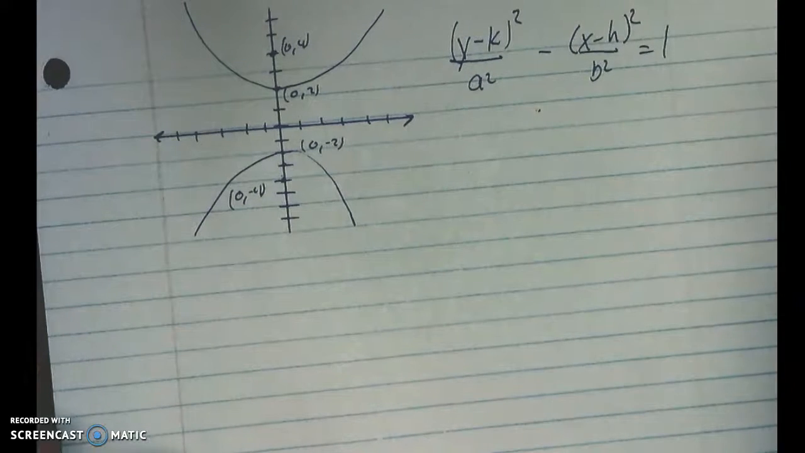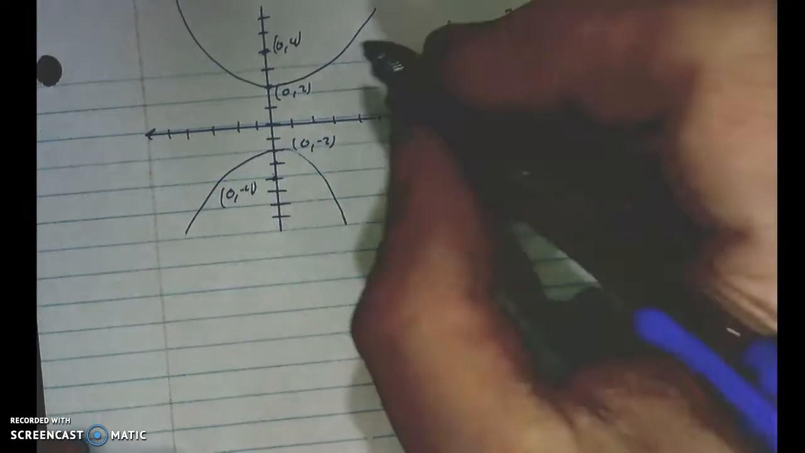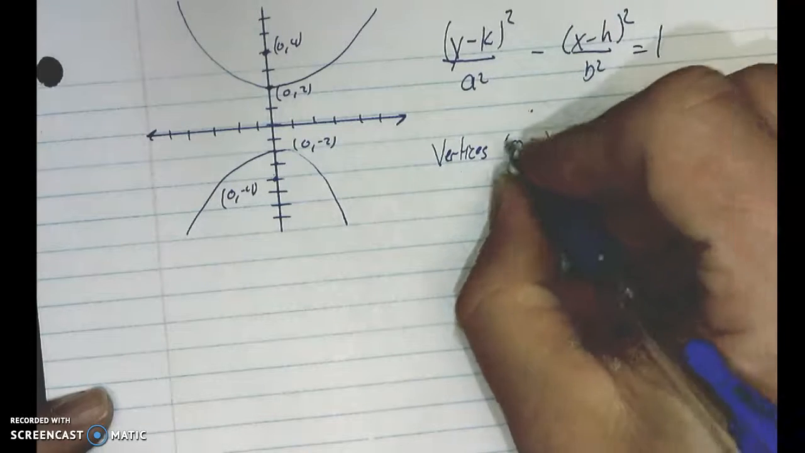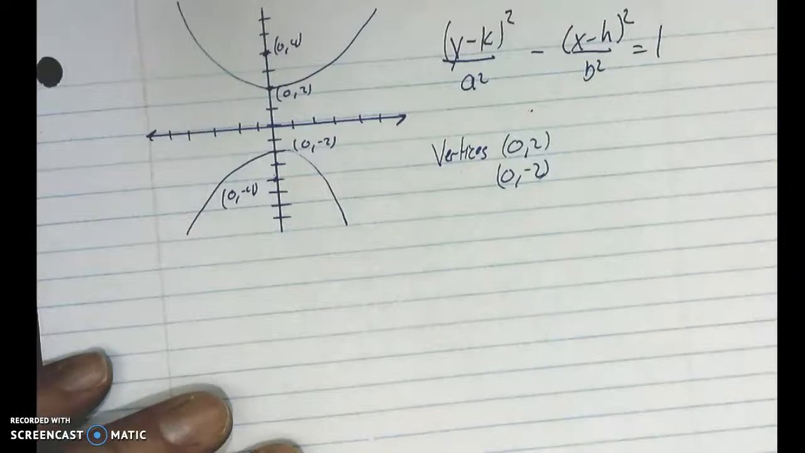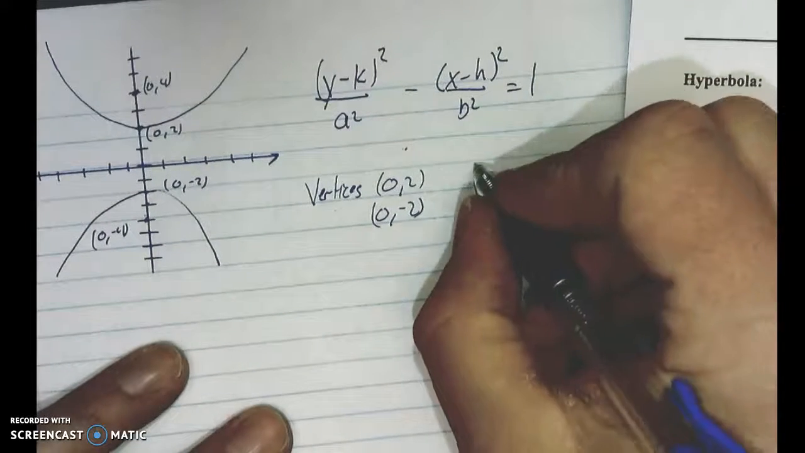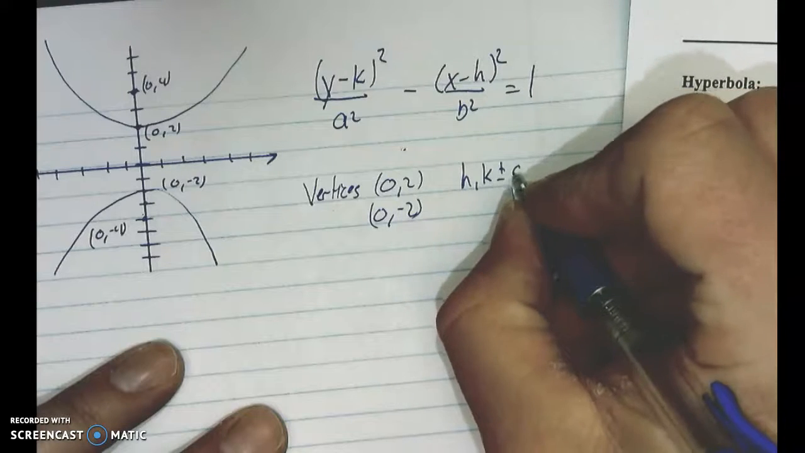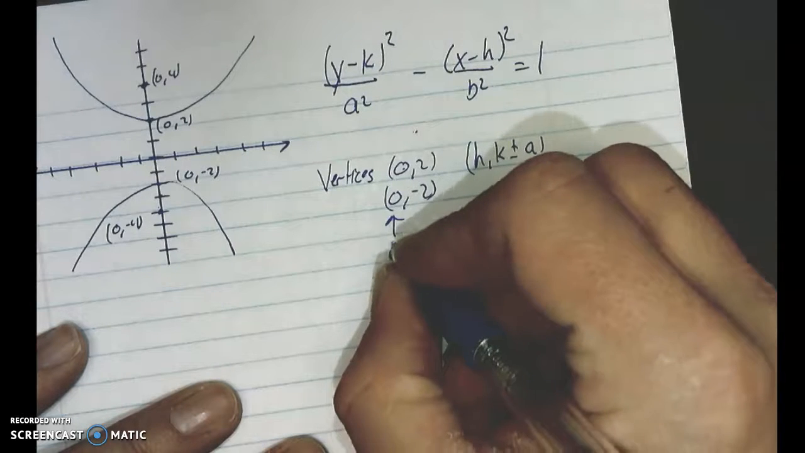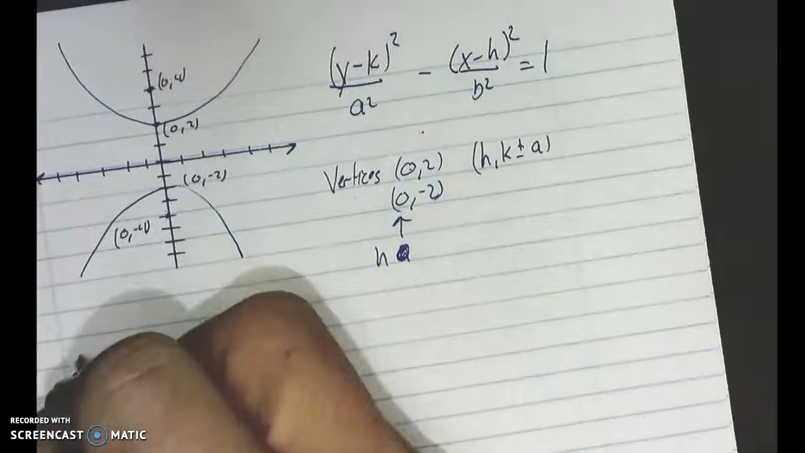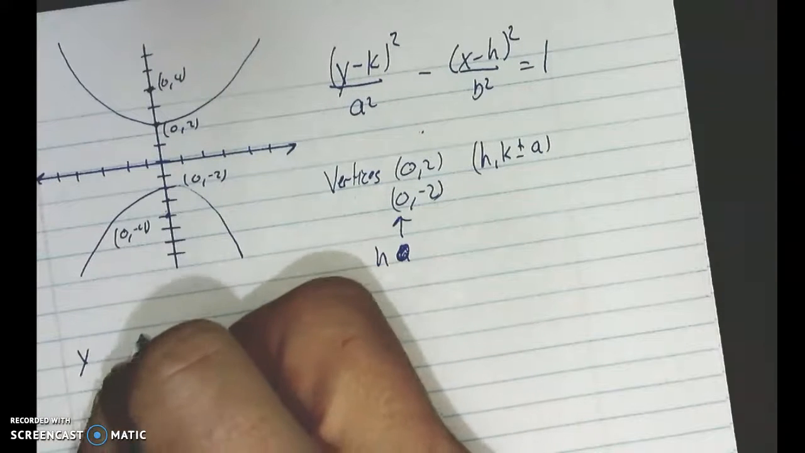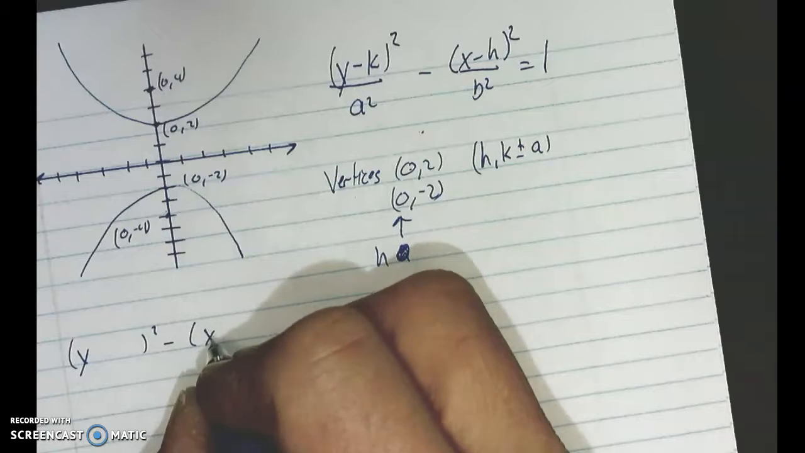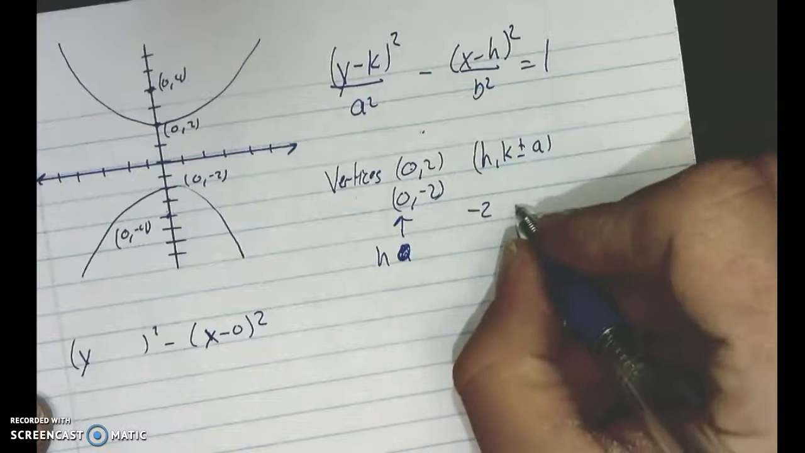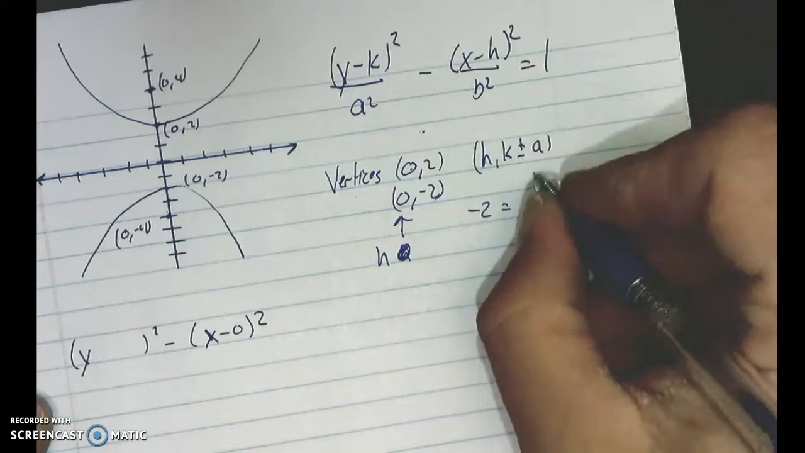I know that my vertices are 0, 2, and 0, -2. So if I look at my paper, I know that my vertices are going to be h, k plus or minus a, right? So that tells me that my h is 0. So that's my h. Now I can start working on my formula. So I'm going to go x minus 0 squared because of that. Now, this is -2 and equals k plus or minus a.